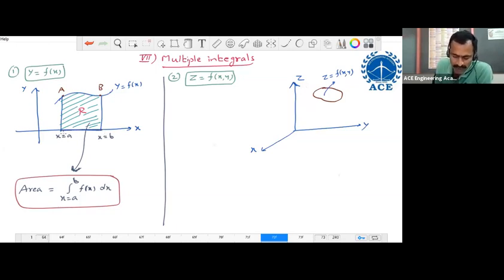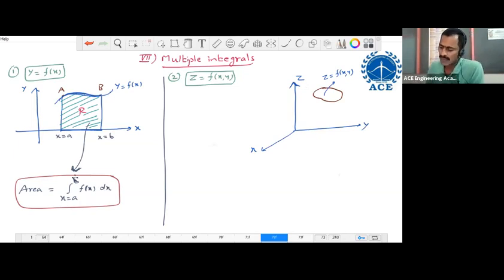Along the x-axis, we are integrating only from a to b, because along the x-axis, this part is the projection of this part of the curve only. So we are integrating this function with respect to x along the x-axis from a to b only.